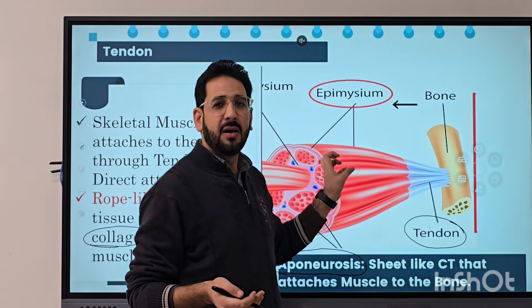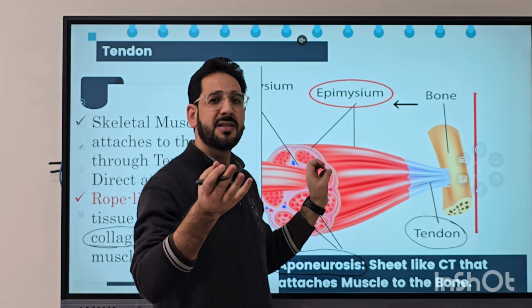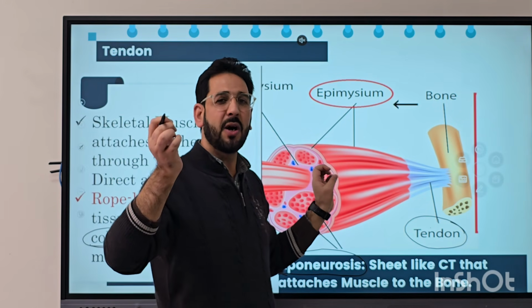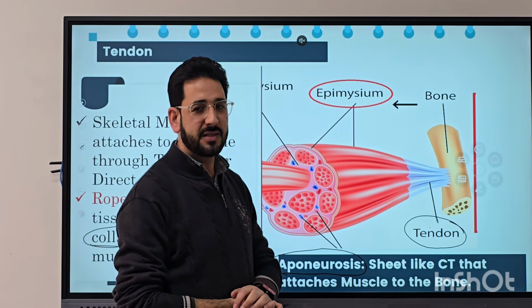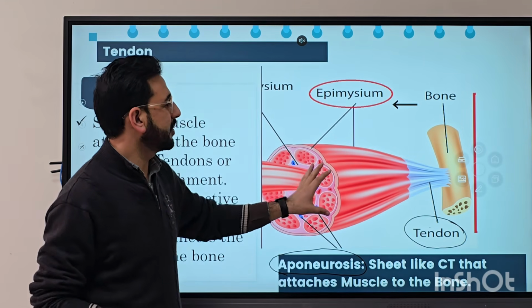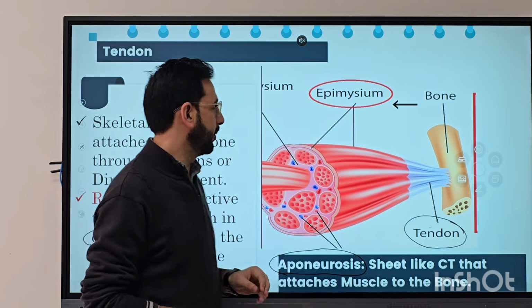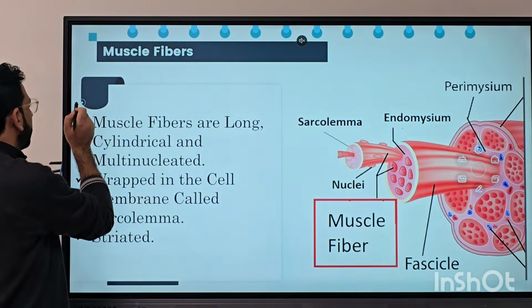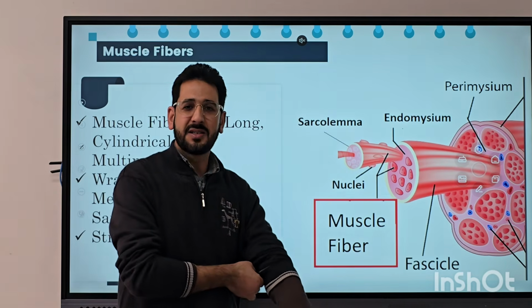Epimysium or periosteum or perichondrium, that is the layer of the bones and the cartilage, can also have a direct connection with muscles, but mainly the connection is provided by the tendon, the connection between the muscle and the bone. Now, moving forward, we have to talk about the muscle fibers.